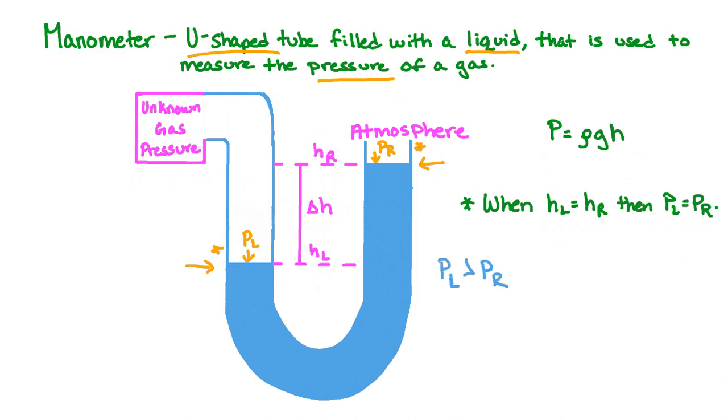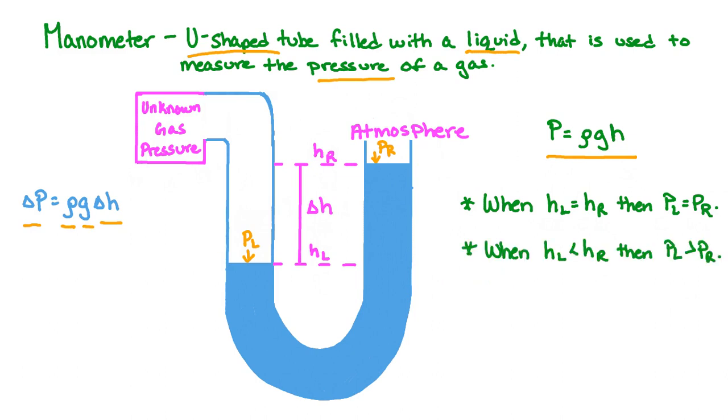Or another way to say that, the pressure of the gas attached to the left tube is greater than the pressure of the gas attached to the right tube. But by how much is the pressure greater? To determine that, we have to come back to our equation for the pressure of a liquid, P equals rho g h. The difference in the pressure of our gases will be equal to the density of the liquid times the acceleration due to gravity times the difference in height that the liquid goes in each tube.